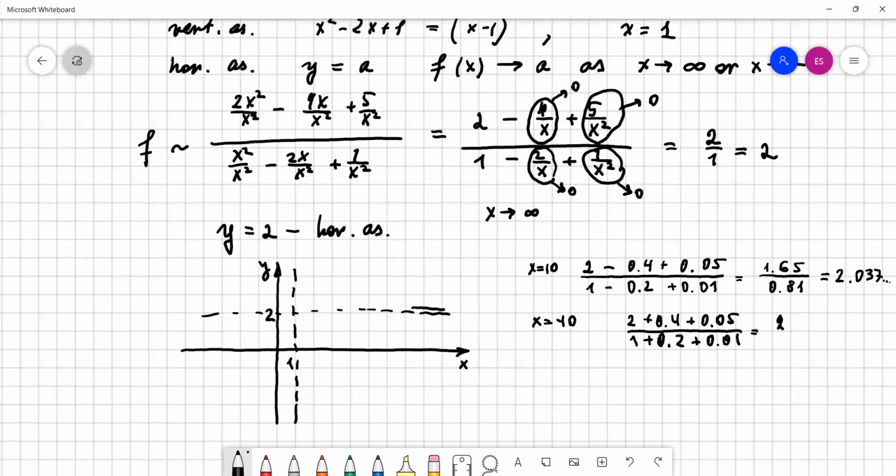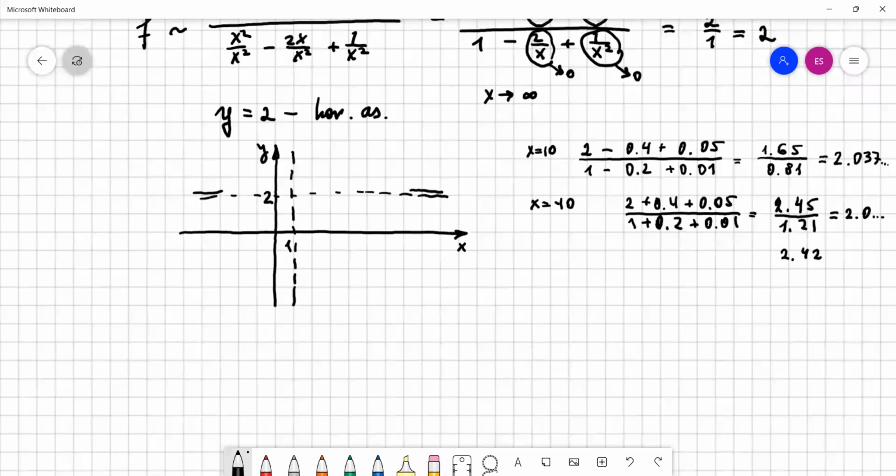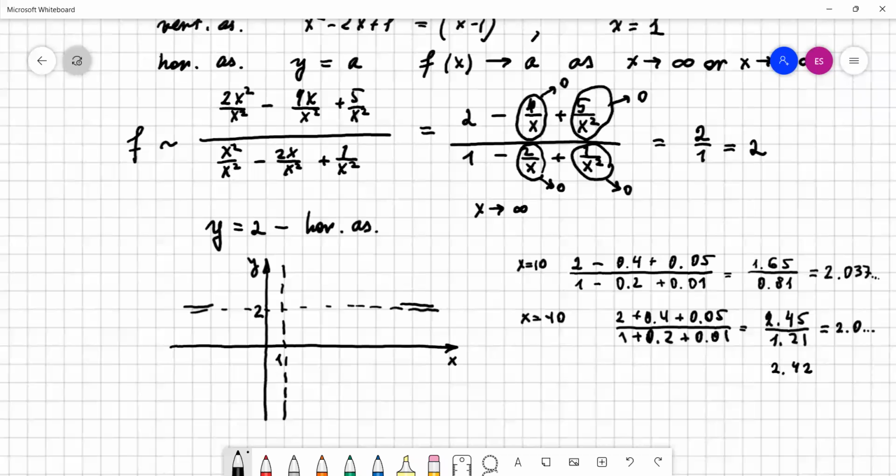Well, let's see. We are going to have 2, 4, 5, and 1, 2, 1. Is it going to be a little bit bigger than 2? I do see it's going to be a little bit bigger than 2, because if I multiply this by 2, it's going to give me 242, and this is 245. So it's actually approaching on this side. Now we'll need to decide how the graph is going to look nearby 1. For nearby 1, we are going to plug in numbers close to 1 into our function and see how it's going to behave.